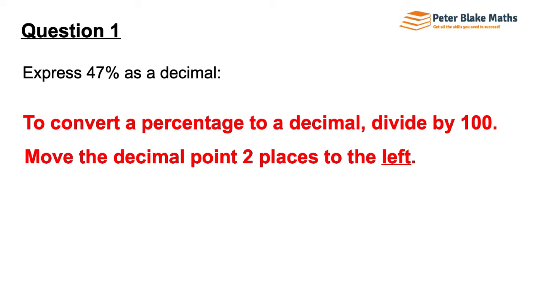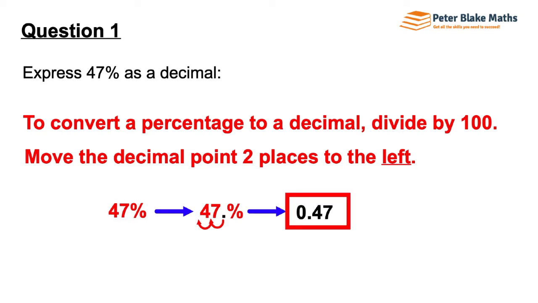Now, it doesn't seem to have a decimal point there, but I'm here to tell you that 47 as a whole number would have an invisible decimal point just to the right of the 7. So if we're moving that decimal point 2 places to the left, we would end up with 0.47 as our final answer when we convert 47% to a decimal.